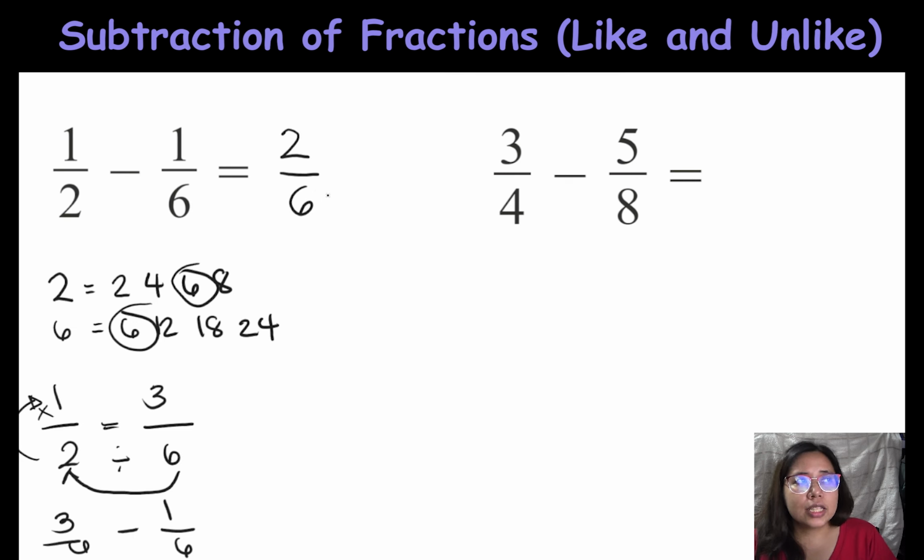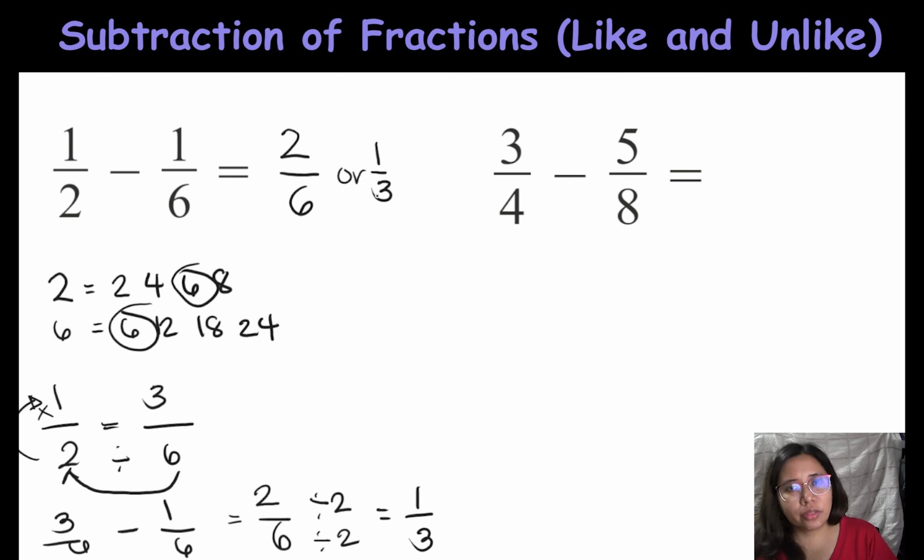Okay. And in this case, pwede pa natin siyang i-convert to its lowest form or to reduce to its lowest form. So, kukunin lang natin yung GCF ng dalawang number. Okay, so we have, ito yung sagot natin kanina, 2 over 6. So, ang GCF natin is 2. So, we divide both to 2. So, 2 divided by 2 is 1 and 6 divided by 2 is 3. So, ang ating sagot is 1/3. Okay, so 1/2 minus 1/6 is equivalent to 1/3.